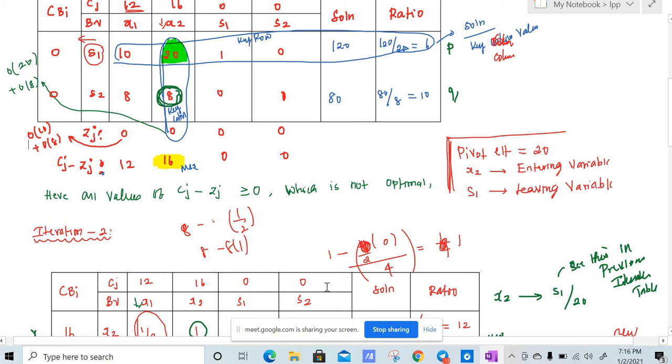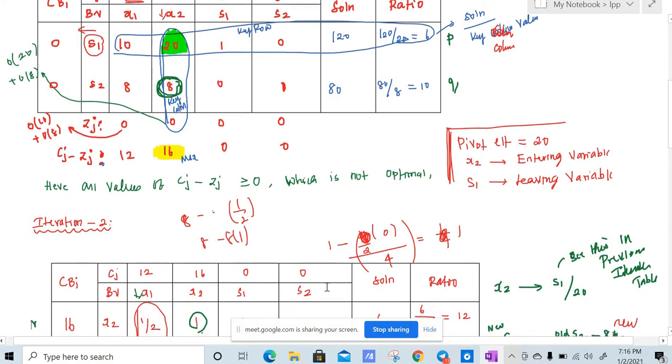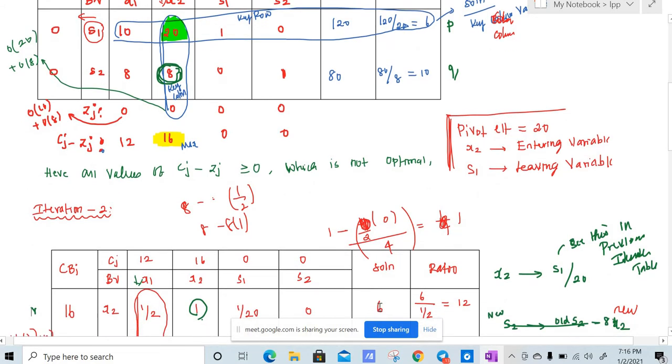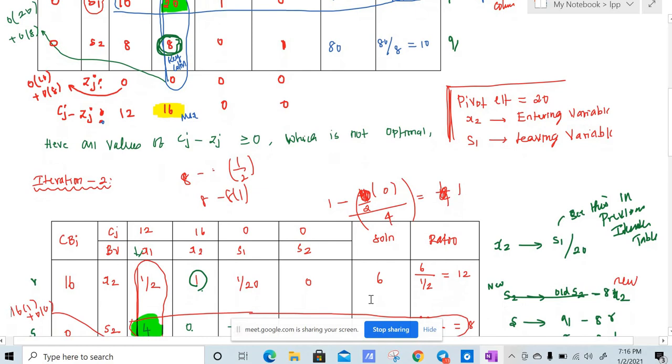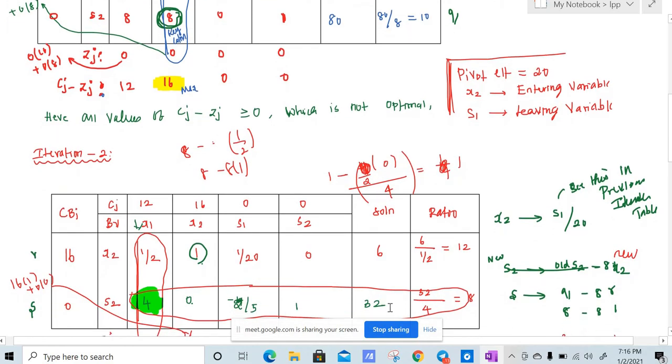Then 80 minus 8 into 1 for s2. Here we have 80, and here we have 6. So you need to multiply this by 8. So 80 minus 6 into 8. So it will be 80 minus 48. 80 minus 48 is 32. So we have 32 here.